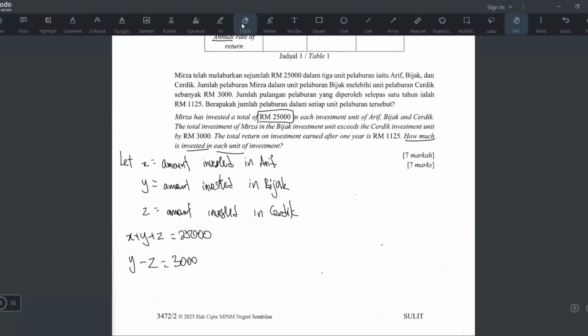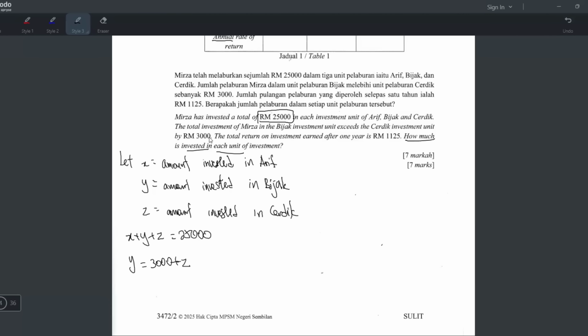Of course, you can also write it differently. You can also write y equals 3,000 plus z. It's the same meaning, because Bijak exceeds Cerdik by 3,000 mah. That means Bijak is actually Cerdik punya tambah 3,000 lah.